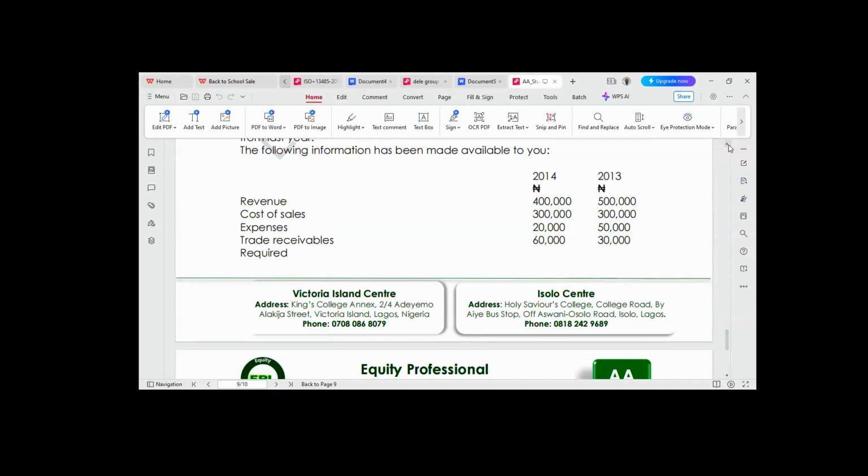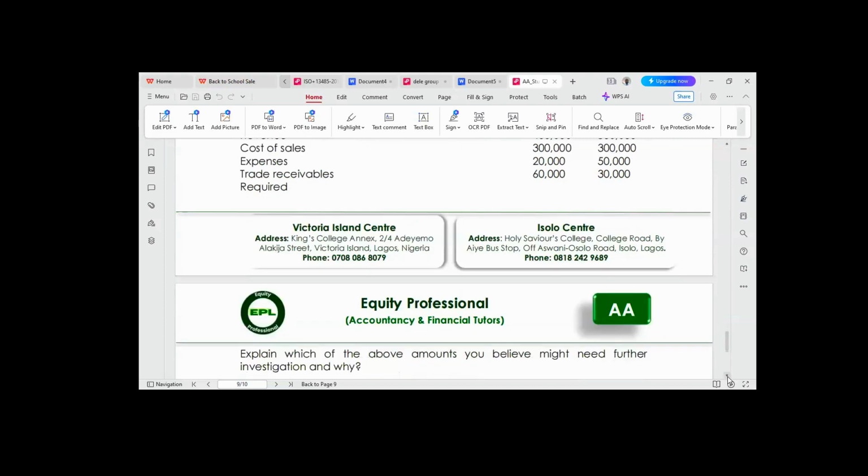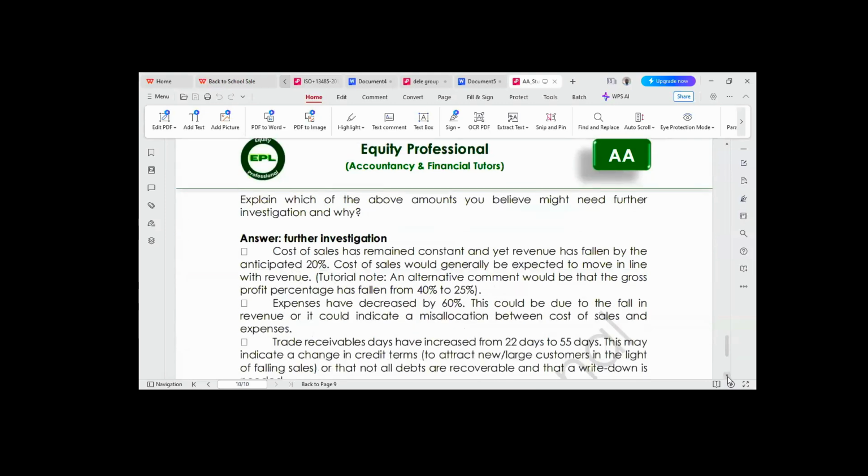From 2013, you have 50. Now you have 20. That means there's a 30,000 drop. That will now be 30,000 divided by 50. Do you understand what I'm saying? Your base year will always be 2013. So that is 50 minus 20, which gives you 30. 30 over 50 gives you 60%. That's what they mean that there's a decrease in expenses by 60%.